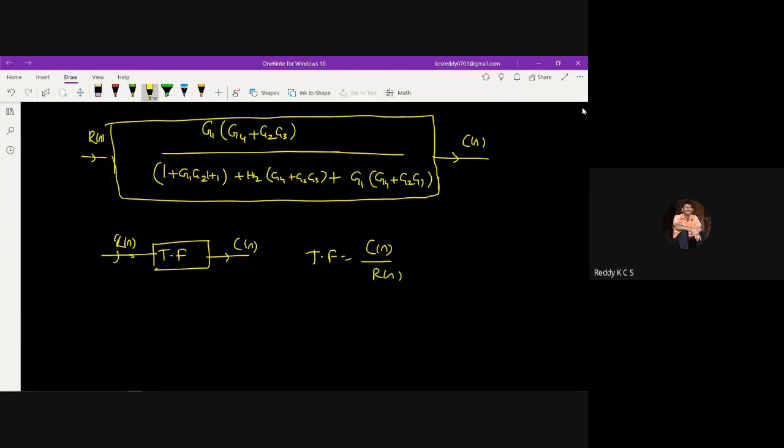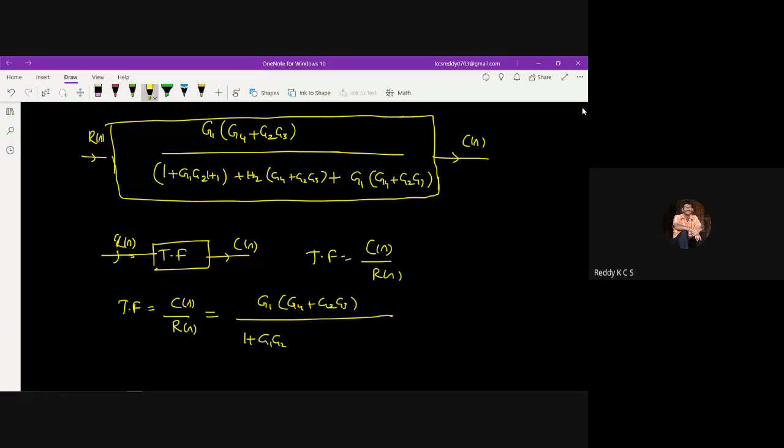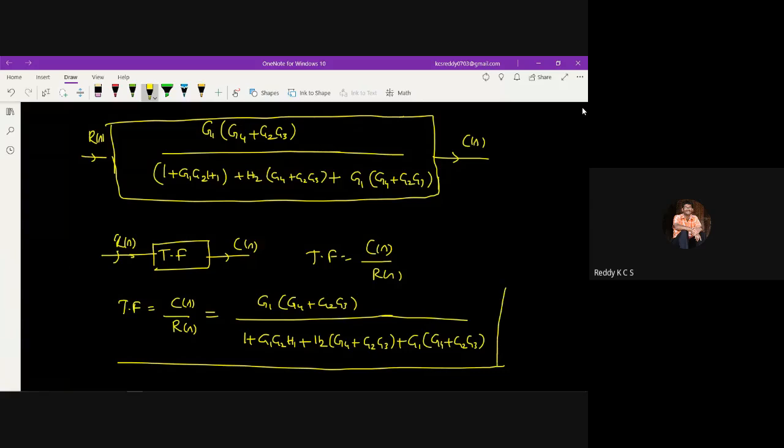So we can write the transfer function as C(s) by R(s), which is equal to (G1 into (G4 plus G2 G3)) divided by (1 plus G1 G2 into H1 plus H2 into (G4 plus G2 G3) plus G1 into (G4 plus G2 G3)). So this is the overall transfer function of the given block diagram.